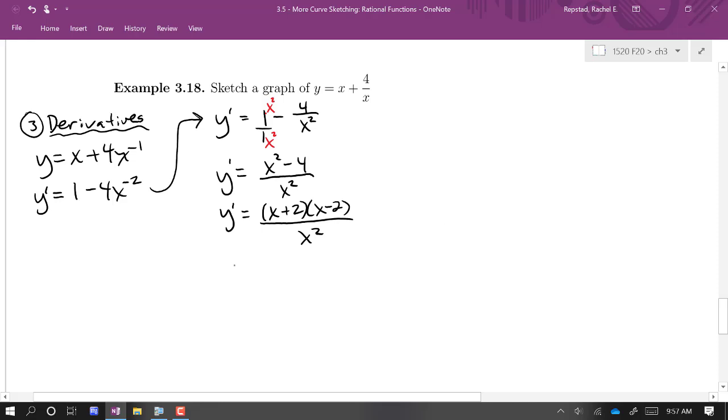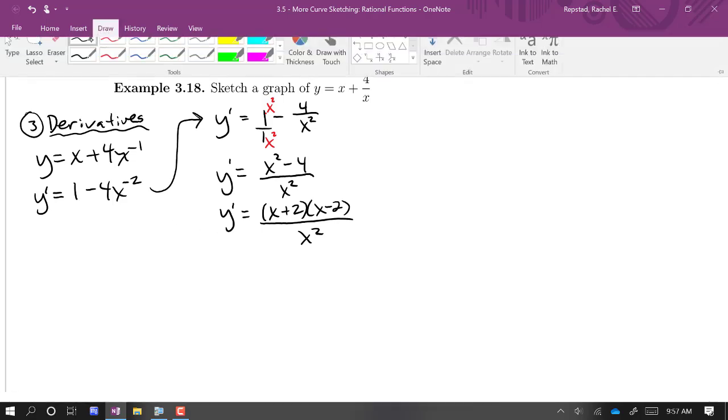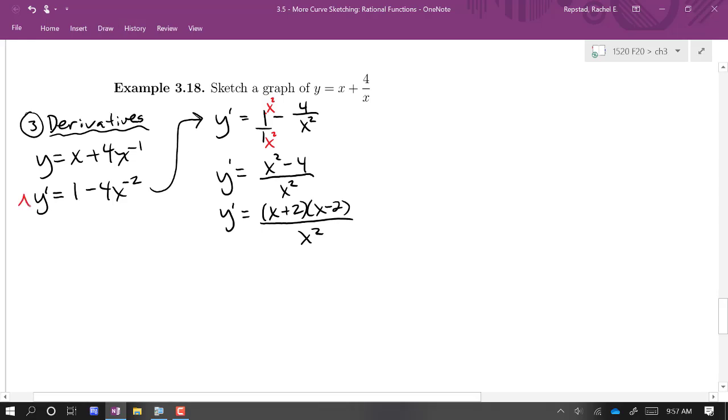I do want to just point out, though, when we go to take the second derivative, we have these two different forms for y prime. We have the form right here that we started with, and we have this form here. The form on the right, that's what's conducive to analysis, to making a sign chart and drawing some conclusions. But if I want to take the derivative again, I'm going to go ahead and use that form on the left, because that's what makes it easier.